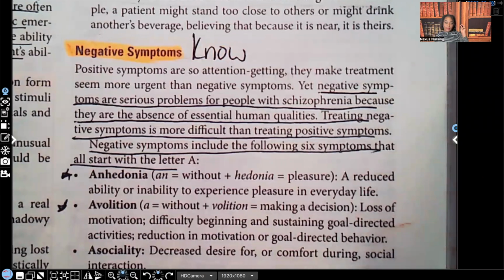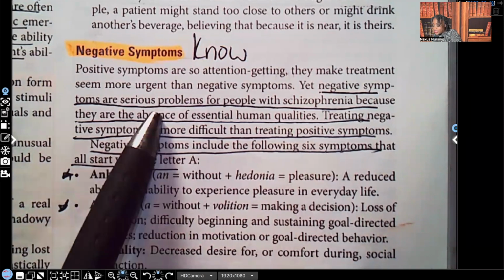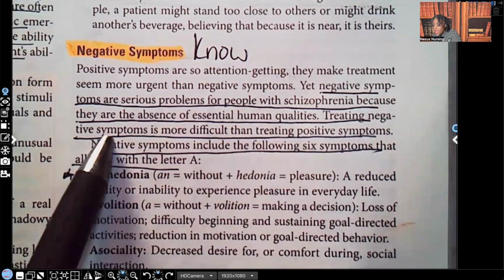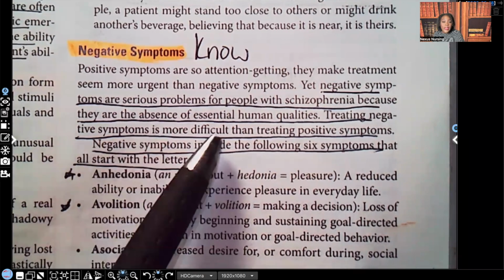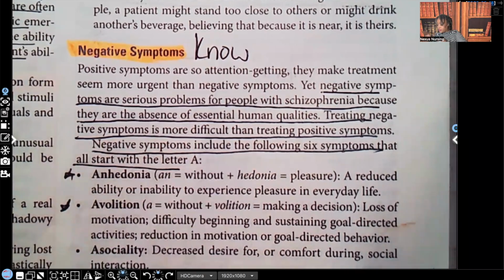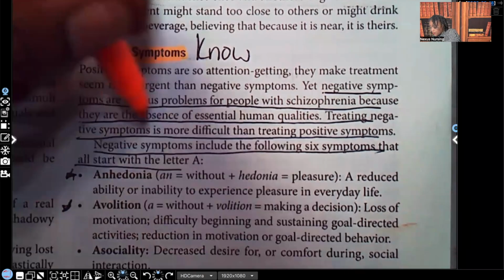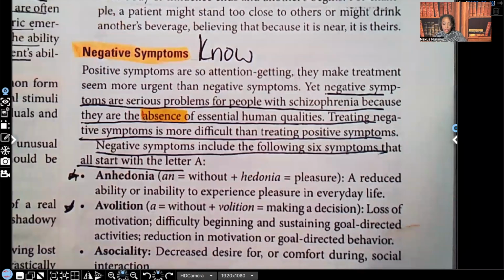Let's get into negative symptoms. Again, I can't stress this enough. You guys better know the difference between negative and positive symptoms. All right, negative symptoms. Negative symptoms are serious problems for people with schizophrenia because they are the absence of essential human qualities. Remember, with negative symptoms, it's something you don't have. Positive symptoms is something you do have.